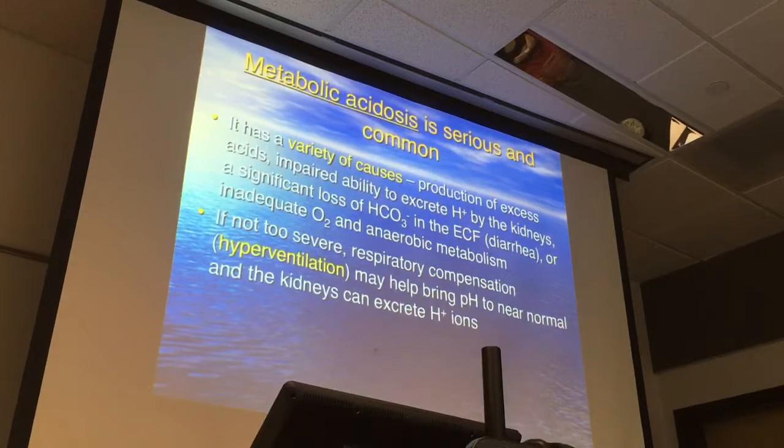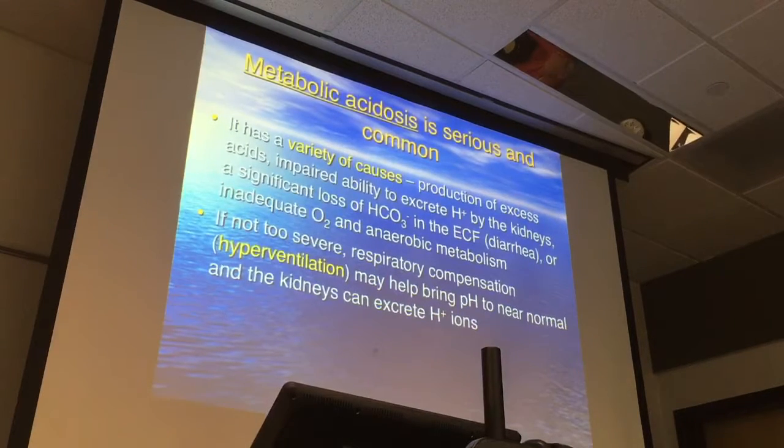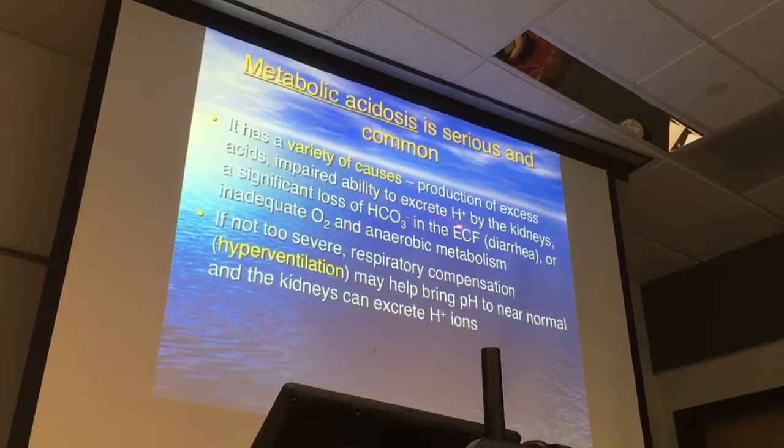Okay, metabolic acidosis can occur. So this is blood pH dropping for a metabolic reason. What are you doing? For some reason, you're producing excess acids. Okay? And that occurs by, for some reason, you're producing excess acids or impaired ability to excrete hydrogen ions by the kidneys. Or a significant loss of bicarbonate from the extracellular fluid.